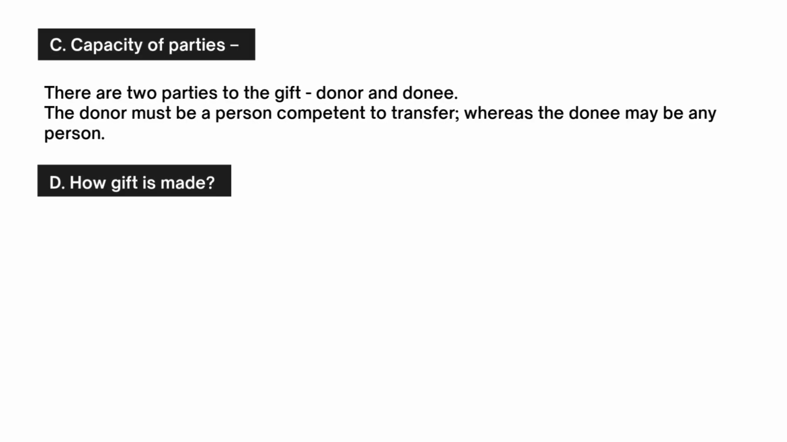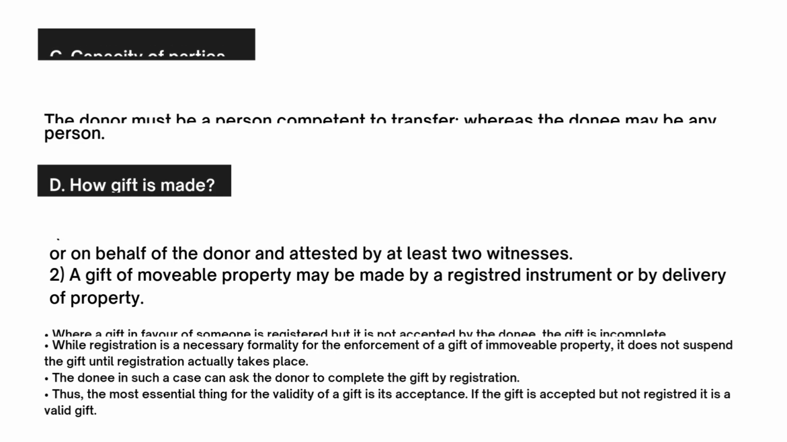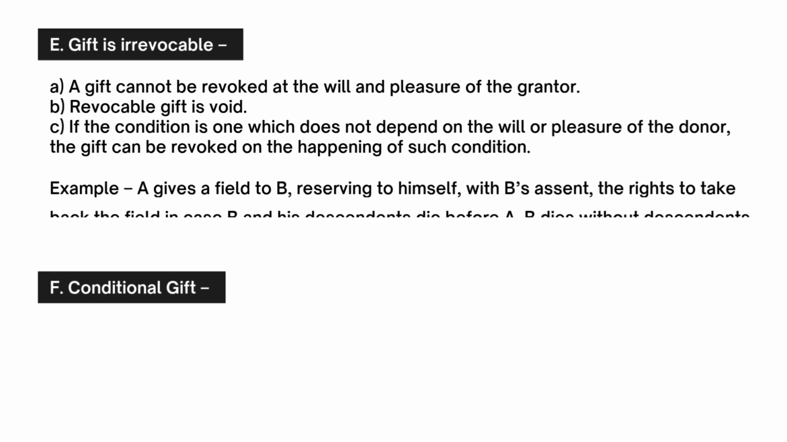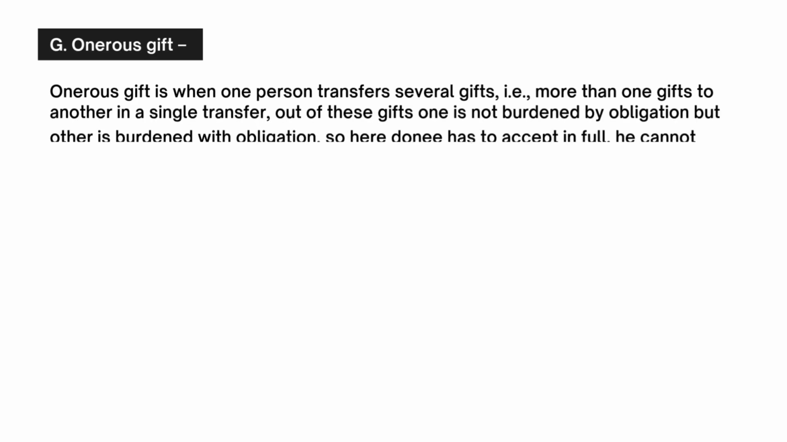C. Capacity of parties. There are two parties to the gift, donor and donee. The donor must be a person competent to transfer, whereas the donee may be any person. E. Gift is irrevocable. F. Conditional gift. G. Onerous gift.